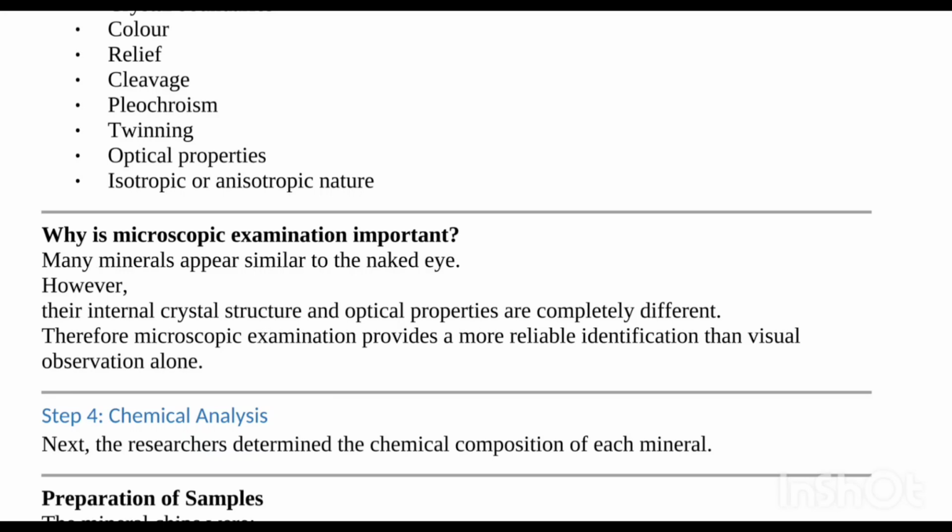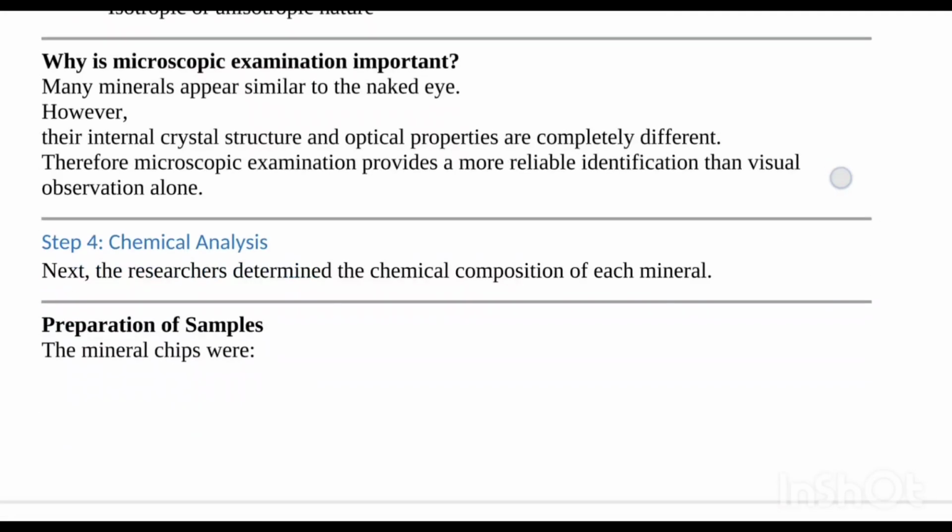Why is microscopic examination important? Because many minerals appear similar to the naked eye. However, their internal crystalline structure and optical properties are completely different. Therefore, microscopic examination provides more reliable identification than visual observation alone.